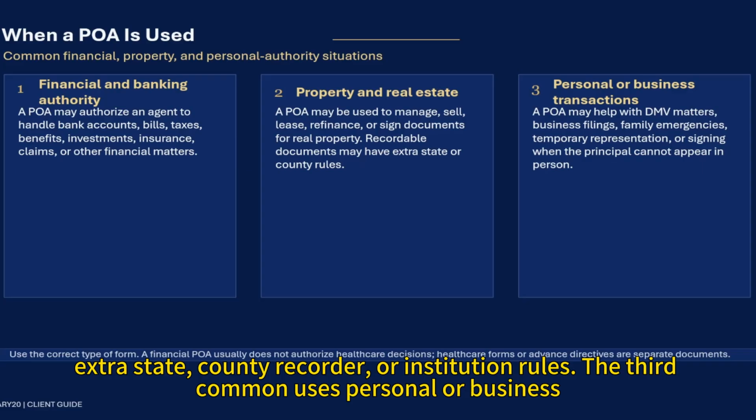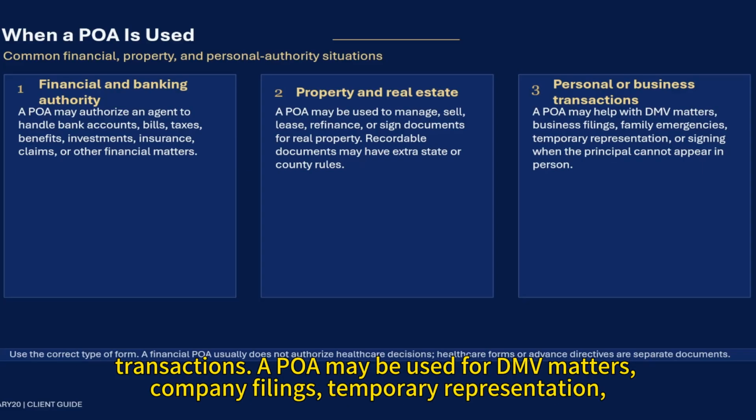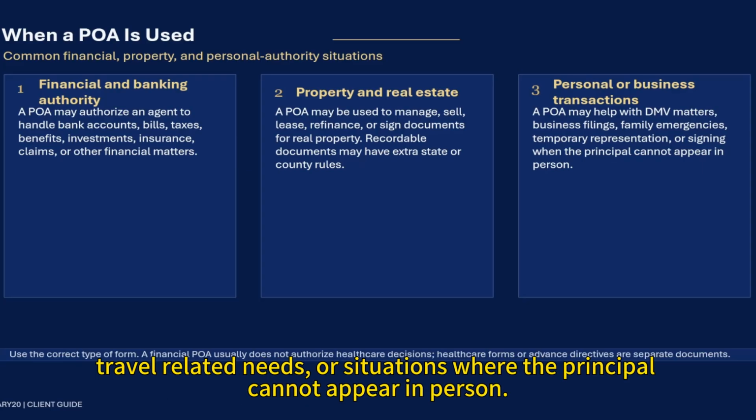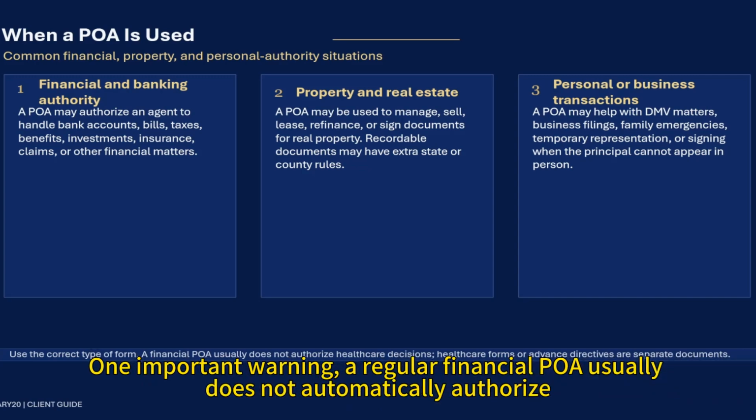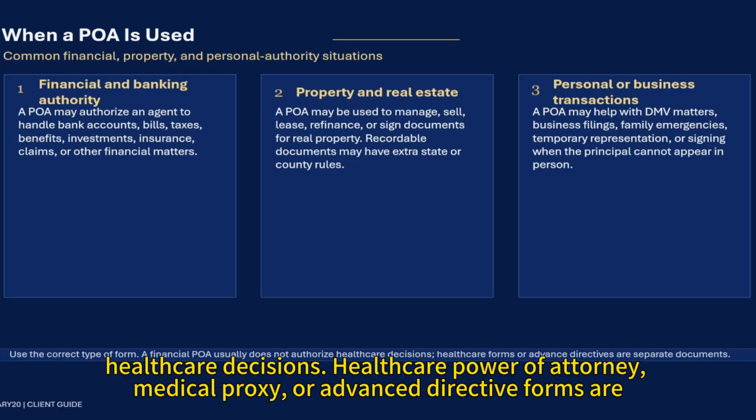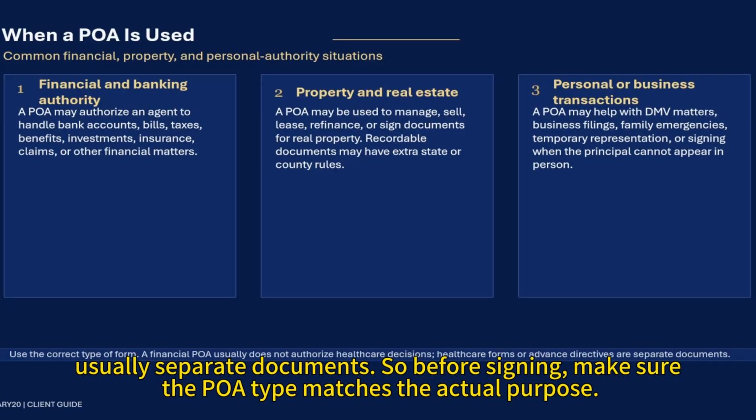The third common use is personal or business transactions. A POA may be used for DMV matters, company filings, temporary representation, travel-related needs, or situations where the principal cannot appear in person. One important warning. A regular financial POA usually does not automatically authorize healthcare decisions. Healthcare power of attorney, medical proxy, or advance directive forms are usually separate documents. So before signing, make sure the POA type matches the actual purpose.